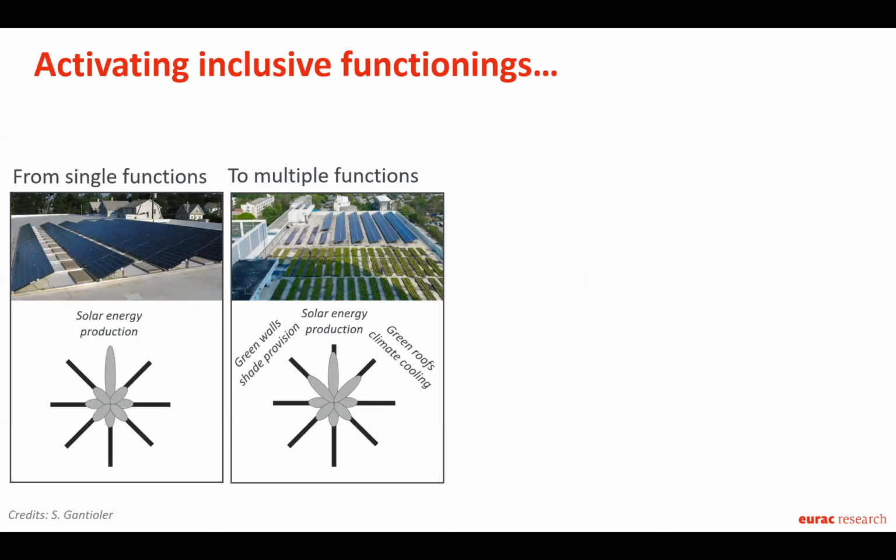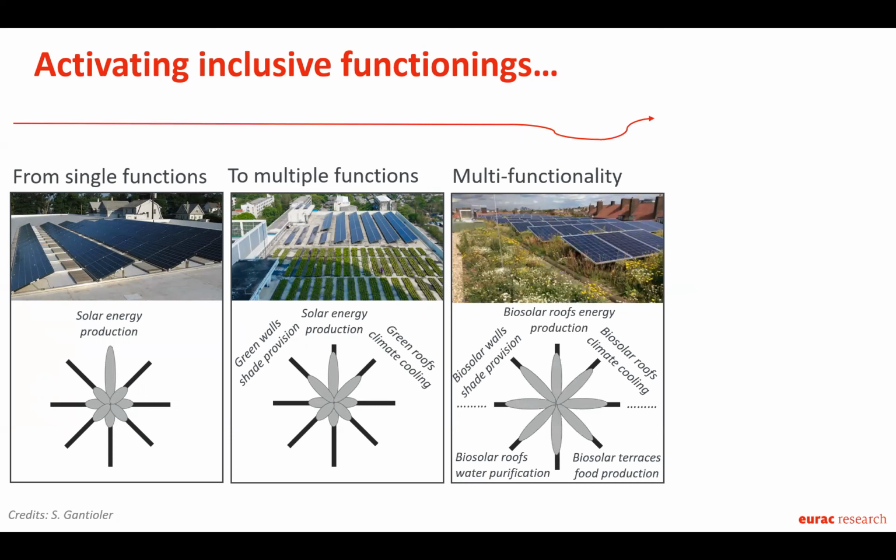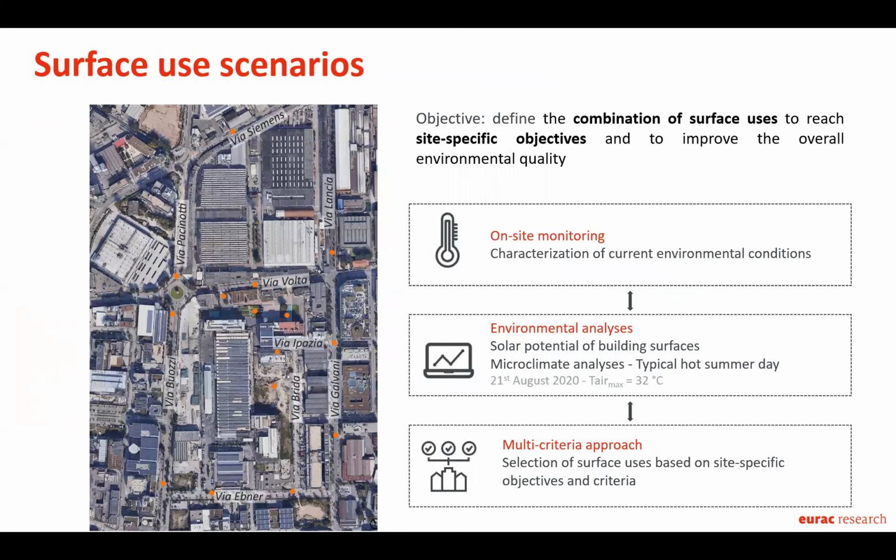What we wanted to do next was to move from considering just multiple functions to considering multifunctionality. So we wanted to analyze the main needs of the area and solve them in a multifunctional way, integrating several surface uses in the area. How was this done? It was done through several methods. We had some on-site monitoring campaigns I want to present today. We did some environmental analysis, both social and solar and microclimate analysis, and then we applied a multi-criteria approach.